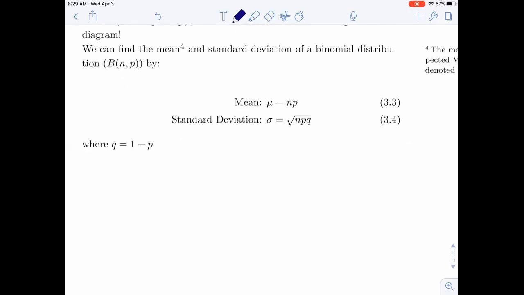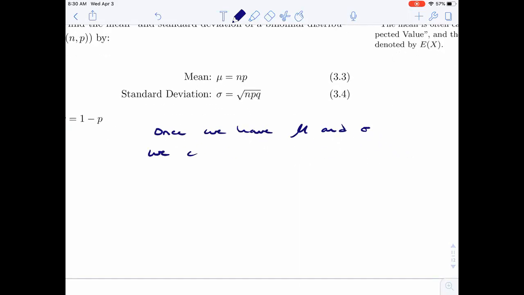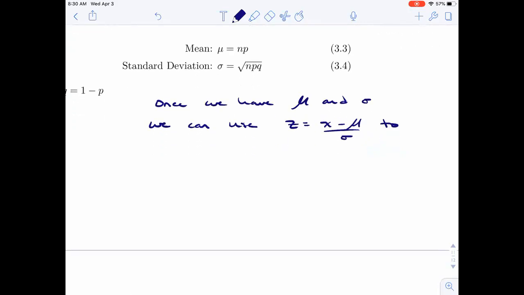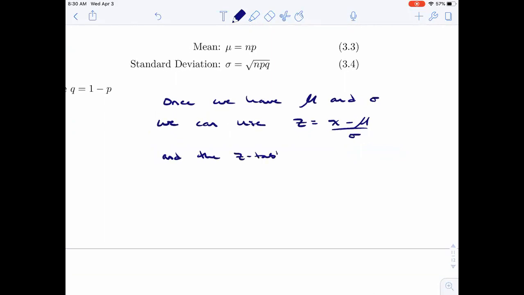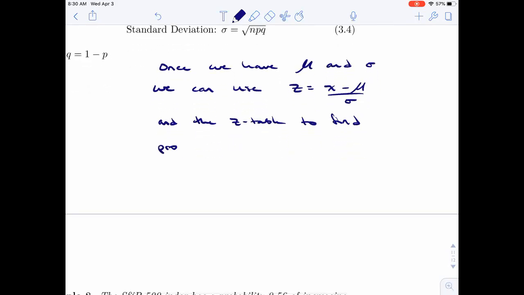So once we have mu and sigma, we can use z equals x minus mu over sigma, and the z table to find probabilities.